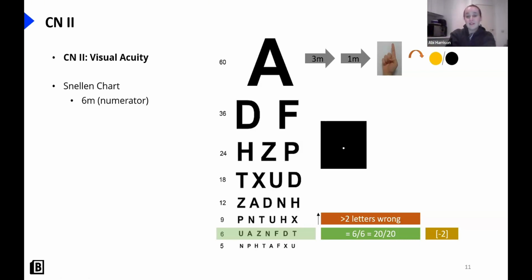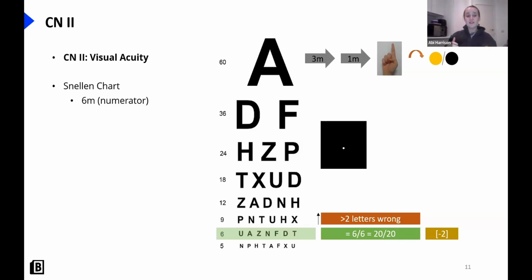If their vision is not 6/6, so if it's worse, the other thing you can ask them to do as well is to use a pinhole. So that's essentially a piece of paper with a small hole in it, and that will correct any refractive error, so things like myopia or hyperopia, because it will help the light converge better on the retina. The thing that I didn't say that's important with the Snellen chart as well is if the patient has glasses on, you should be getting them to do this test with their glasses on.